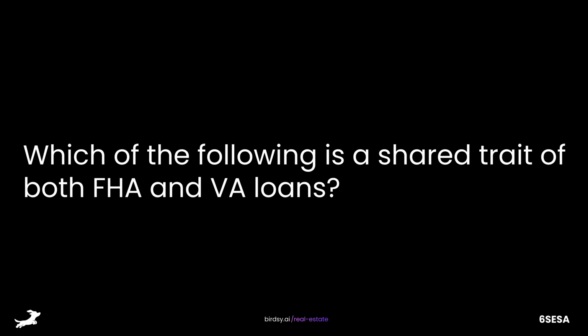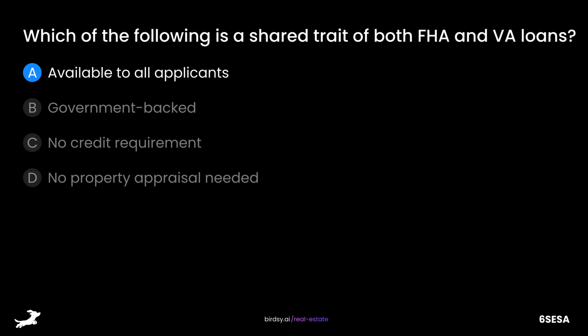Which of the following is a shared trait of both FHA and VA loans? Is it A, available to all applicants? B, government-backed? C, no credit requirement? Or D, no property appraisal needed? The answer is B, government-backed.